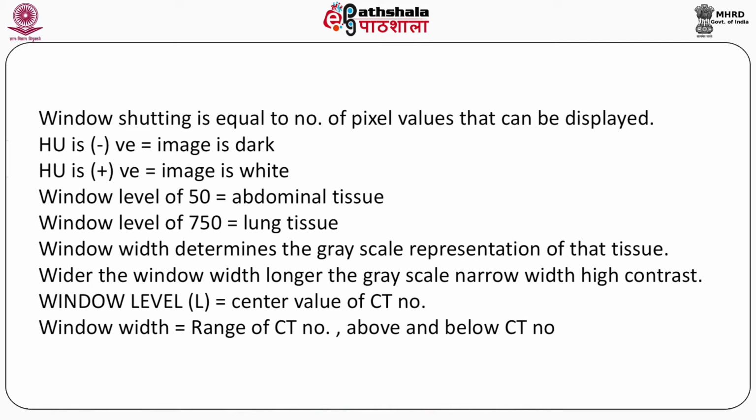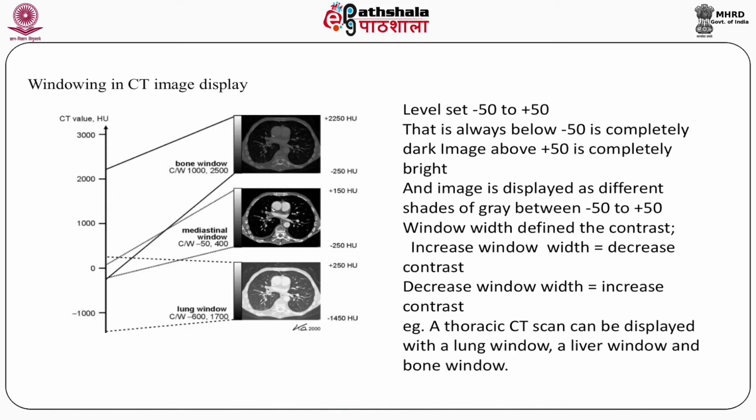Window level is the center of the Hounsfield units which we want to see. Window width is the range of CT numbers. Above and below this range the CT number becomes saturated. For example, in this case the window is set between 0 to 255, so less than 0 everything becomes black, and above 255 everything becomes white.